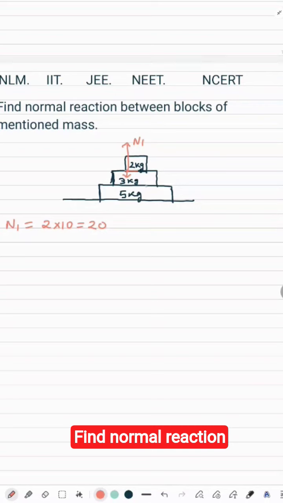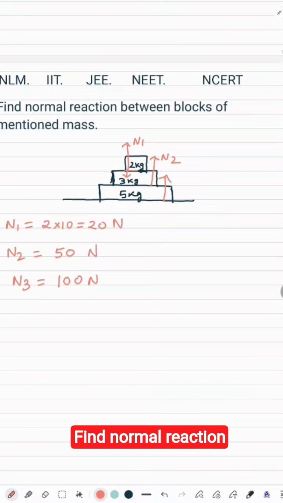Right? If I talk about the second block, suppose the normal reaction is N2, then we know that this N2 is equal to the weight of the first block and the second block. So 20 plus 30, that will be 50. And if I talk about the last block, if the normal reaction is N3, then N3 is equal to 50, 60, 70, 80, 90, 100. So 100. So this will be your answer.